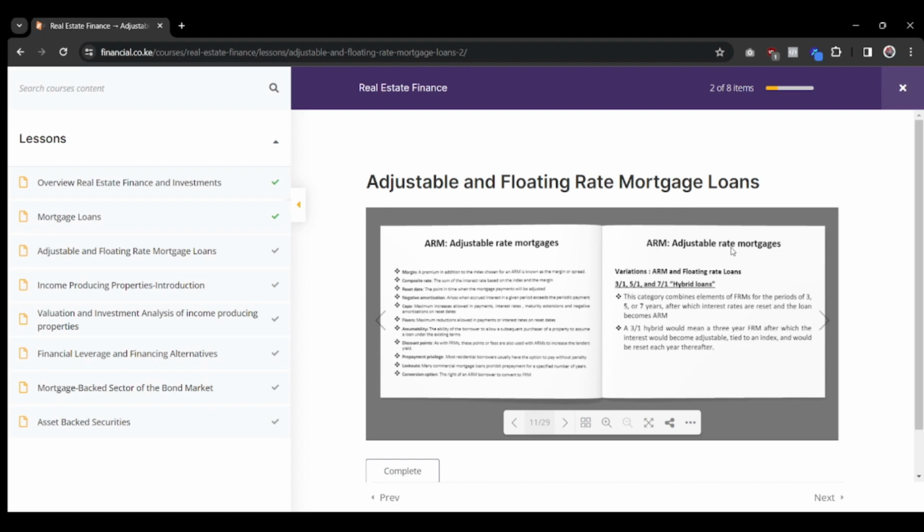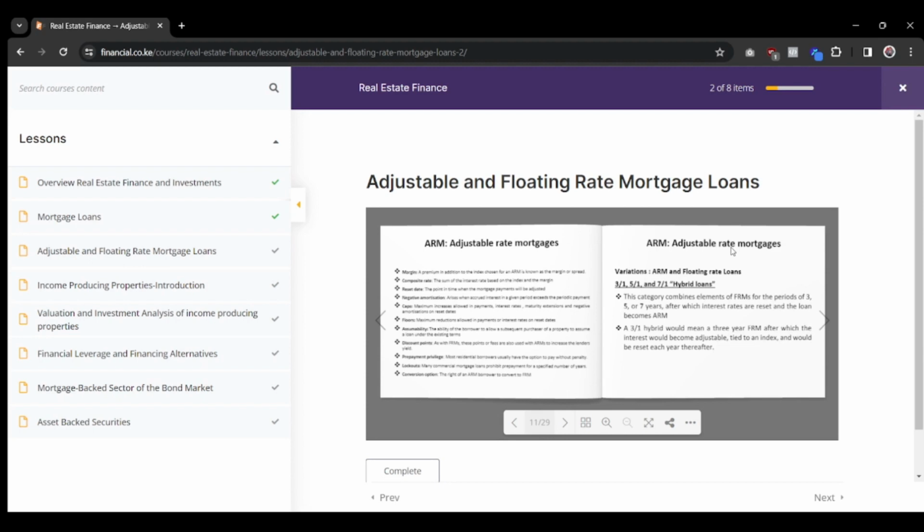The ability of the borrower to allow a subsequent purchaser of a property to assume a loan under the existing terms is referred to as assumability. This is also a feature of the ARMs. There are also discount points. As with floating rate mortgages, these points or fees are also used with adjustable rate mortgages to increase the lender's yield.